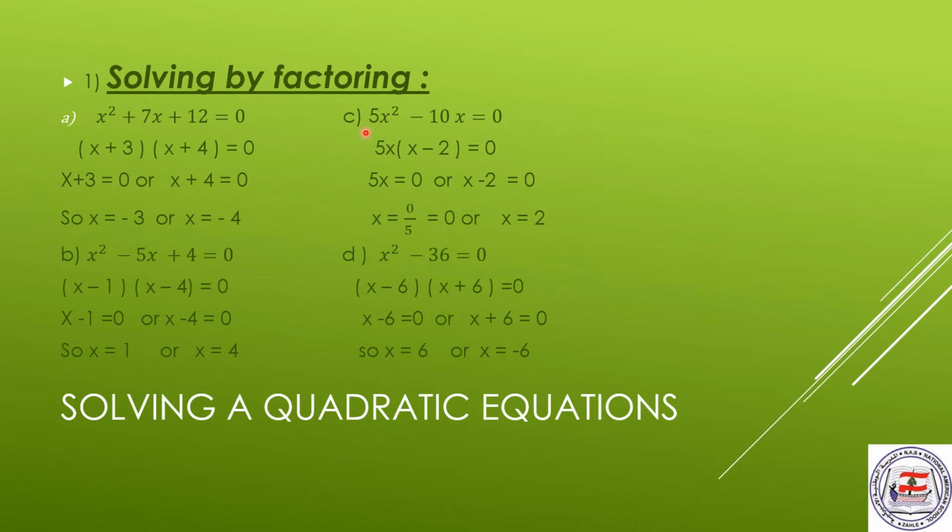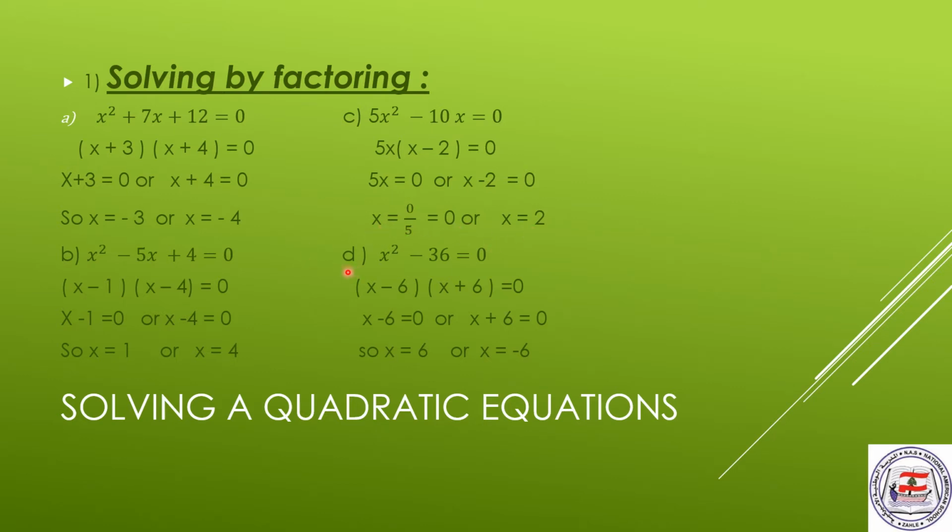In part C, 5x squared minus 10x is equal to 0. We have a common divisor 5 and a common variable x. We take it with the lowest power, so the common factor is 5x, into (x minus 2) is equal to 0. Taking each factor equal to 0 gives x equal to 0 over 5, which is 0, or x equal to 2.